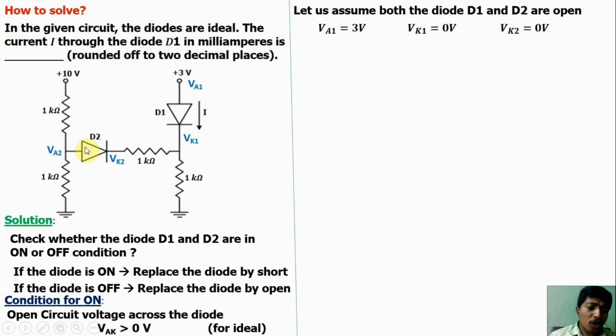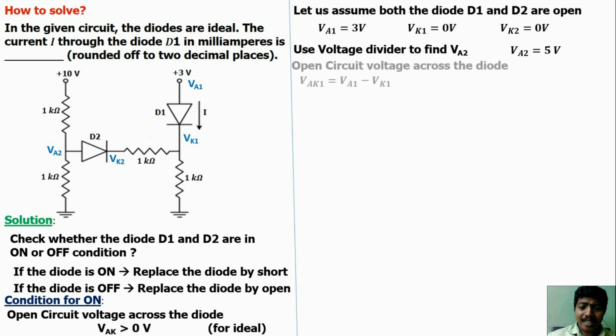Next we have to find VA2. Remember that diodes D1 and D2 are in open condition, so we can easily find VA2 using a potential divider, the voltage divider. Here two resistors are connected in series. We have to find the voltage across the 1 kilo ohm resistor. Here the two resistors are equal, so the voltage will be divided equally. So 10 volt will be divided into 2, and VA2 is equal to 5 volt.